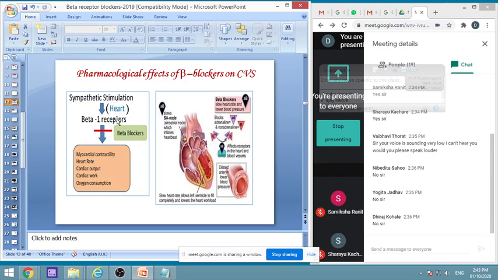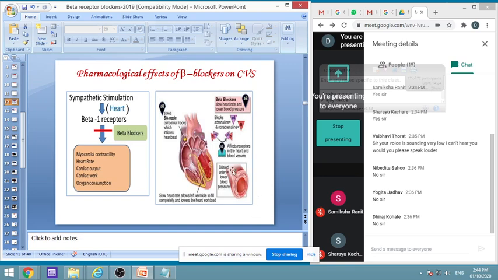Sympathetic stimulation is there to the heart, beta 1 receptors, through beta 1 it causes these effects. Myocardial contractility increases, heart rate, cardiac output, cardiac work increases, oxygen consumption increases. If we block this, then all these things decrease. Because of this, whatever effect we are going to see, whether in hypertension, arrhythmia, and angina, etc., it will be helpful. It will be slowing the SA node, decreasing the conductivity from SA to AV node, AV to Purkinje fiber and all.